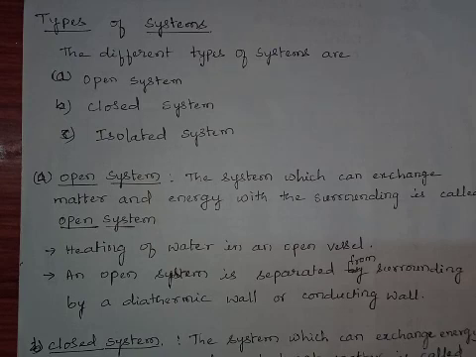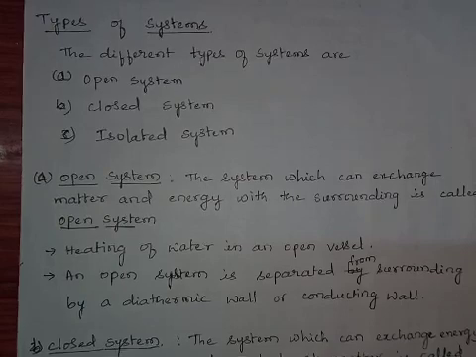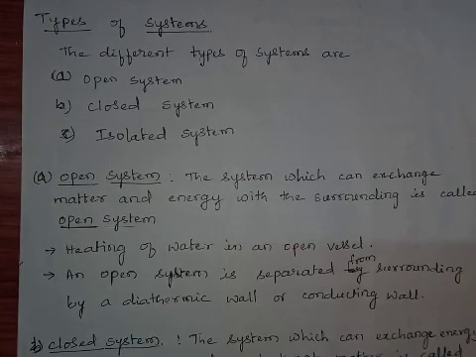Open system. The system which can exchange matter and energy with the surrounding. It means the system is allowing the matter to enter into the system and the matter can escape from the system. It means there is a transfer of matter between system and surrounding, and there is a transfer of energy between system and surrounding. Such type of systems are called open system.